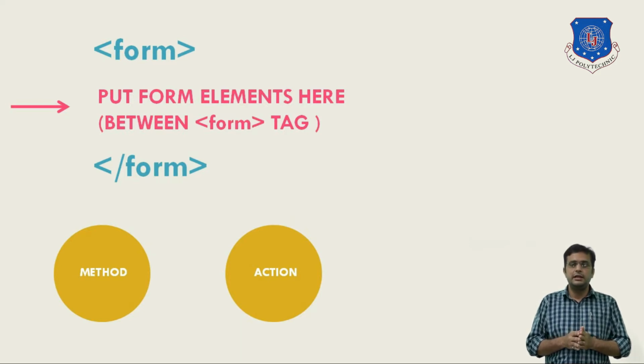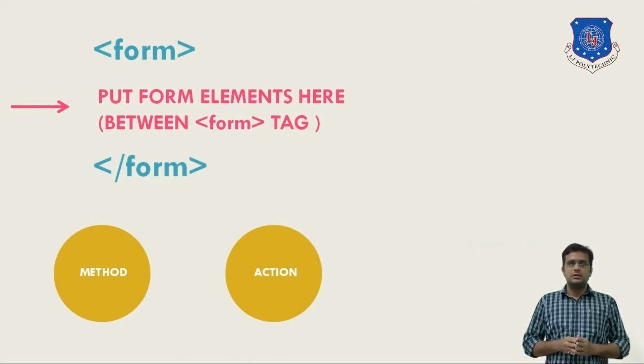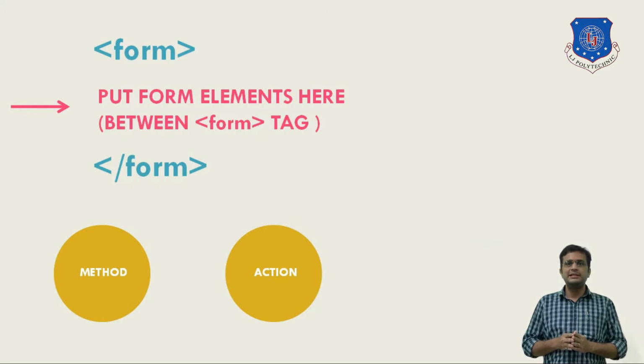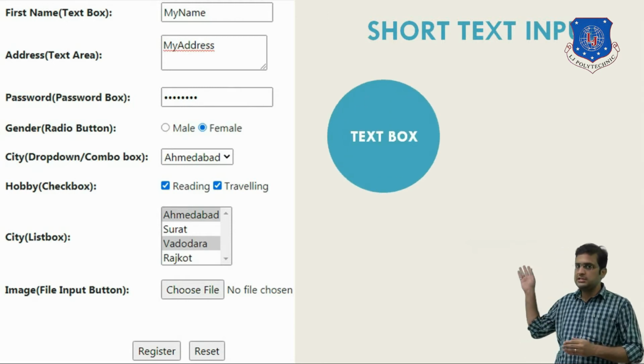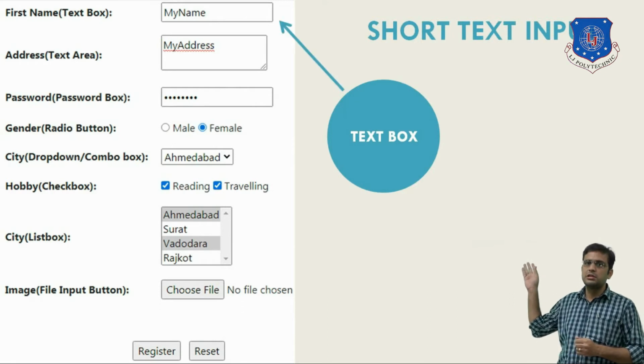So let us see how text input is taken from user. So as I said, there are three subcategories in text input. First, we see how we can accept short text input from user. To take short text input from user, we need to create an element called text box. So this is how text box looks in a web page.